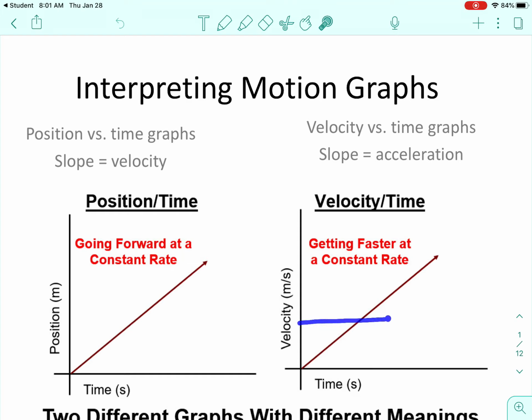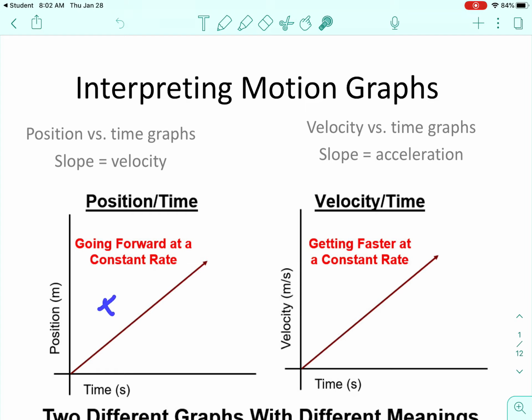If you have a straight line or a flat line on a velocity graph, that means you're going at a constant speed. Now remember, on a position time graph, a flat line meant that you were stopped. But on a velocity time graph, a flat line means that you're going at a constant speed. So it's different. And that's because for a position time graph, when you find the slope, the slope is the rise over the run. So you're doing your distance divided by your time. That's how you find the speed or the velocity.